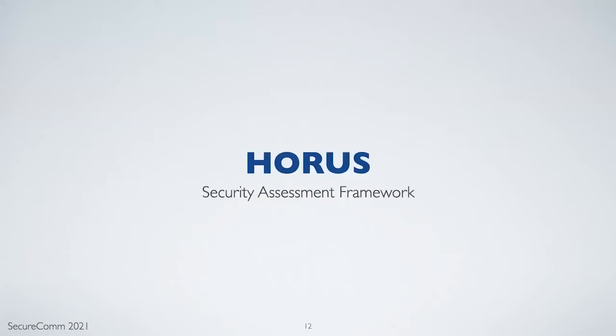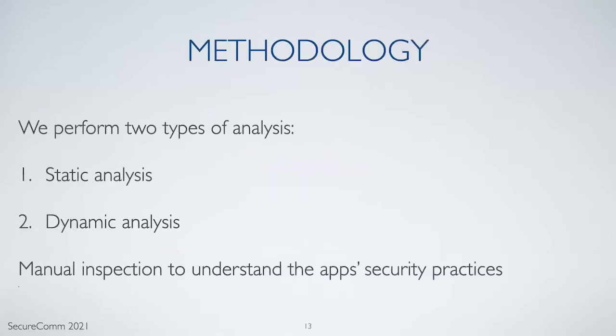Now we present our security assessment framework, Horus, to detect and evaluate security issues in wallet apps. We perform two types of analysis, static analysis and dynamic analysis. We use state-of-the-art tools for performing static and dynamic analysis. Additionally, we conduct manual inspection to understand the app's security practices and evaluate the security risk associated with them.